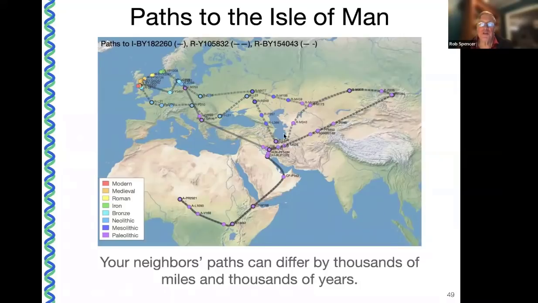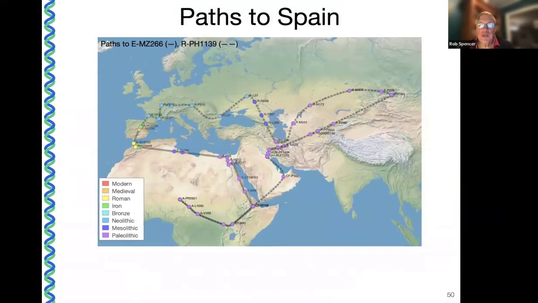They may come across different lines, take different paths into Europe. So you may be right next to your neighbor and have known each other for years, but your ancestral paternal paths can differ by thousands of miles and thousands of years. And now, thanks to the DNA, you can know it and you can verify it. Here's another one. I just picked these arbitrarily, 2 different ways to get to Spain. There are many, many. I just picked 2 that illustrate rather nicely.